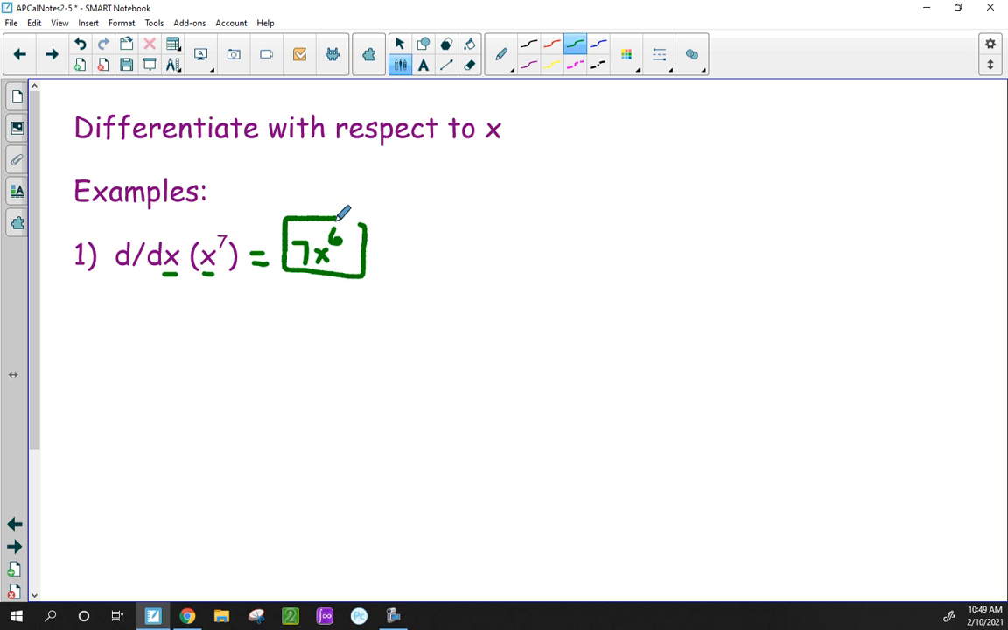Okay, so that was a quick example of power rule. The easiest derivatives you'll see.